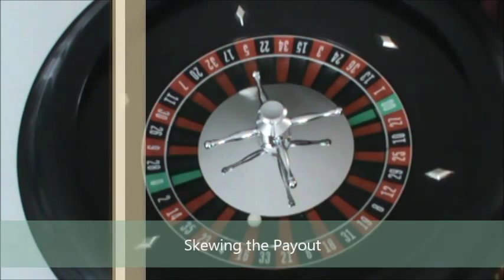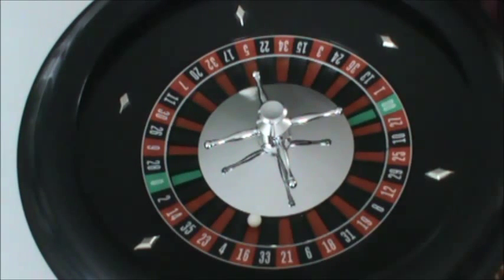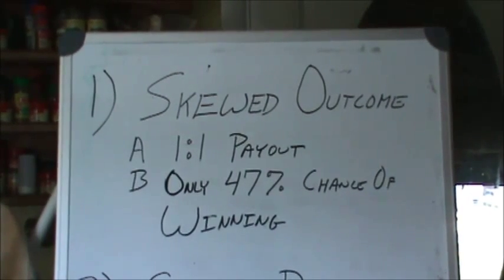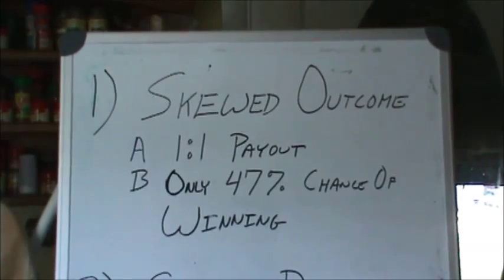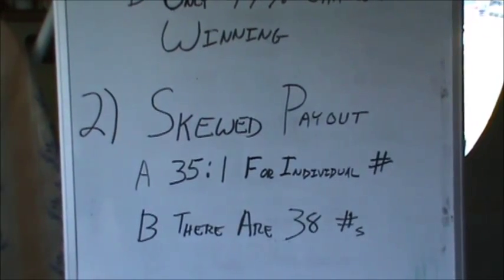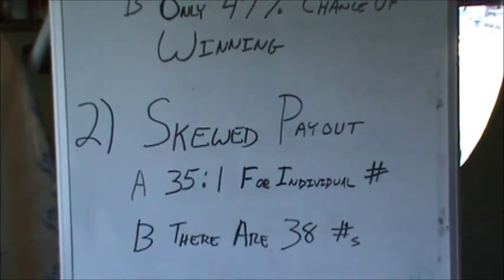Okay, skewing the payout. If you bet on an individual number, the payout is 35-to-1. This seems like a really good payoff, and it's playing on people's greed. A fair payoff would actually be 38-to-1 because there are 38 pockets on the wheel. So to recap, you get a 1-to-1 payout on black, but you only have a 47% chance of actually hitting black. Now when you bet on an individual number, you have a 35-to-1 payout, but there's 38 numbers on the wheel.